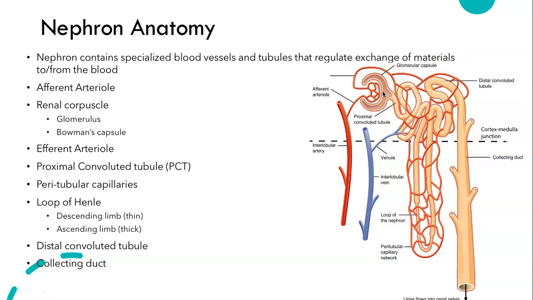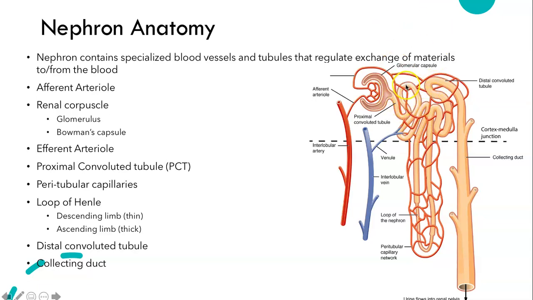R-E-N-A-L, C-O-R-P-U-S-C-L-E, renal corpuscle. So the blood enters the afferent arteriole, and it will first be filtered, and the filtrate will enter Bowman's capsule. From there, we get a series of winding tubules that we first call the proximal convoluted tubule. Proximal because it's close to the renal corpuscle, and convoluted because it's all twisty and windy.